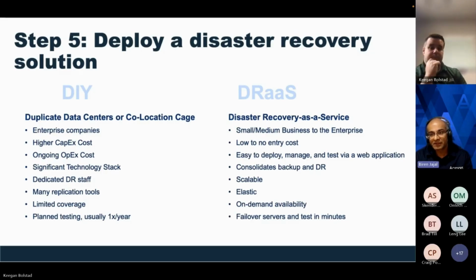With disaster recovery as a service, it democratizes disaster recovery. It makes it available to any business, small or medium, because there's little to no entry cost in terms of high infrastructure costs. It's easy to deploy, manage, and test. It consolidates backup and DR. It's scalable, elastic, and you can perform on-demand testing and failover within minutes. It's just leveraging the modernization of technologies with virtualization in the cloud to deliver disaster recovery as a service and make it very cost effective.